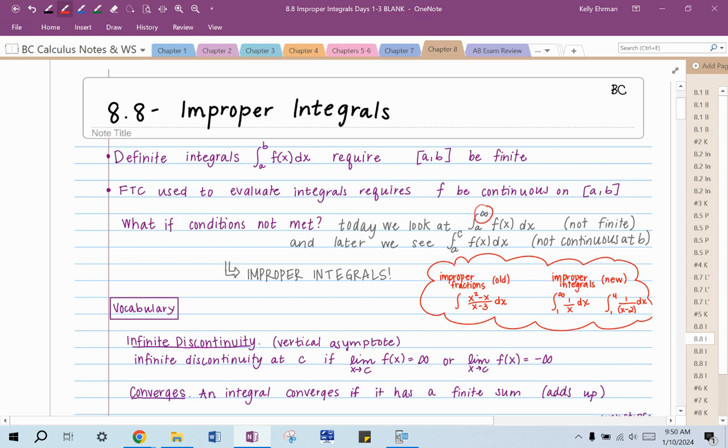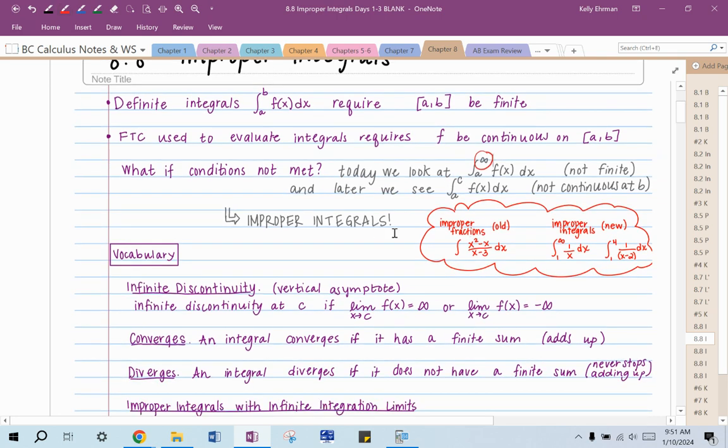Tomorrow we'll talk about what to do if there's some sort of discontinuity between a and c, like maybe f of x is not defined at 0 or something like that. So improper integrals are different than improper fractions. This is an improper fraction. Improper integral just means you have an infinity as one of your end bounds, or there's some discontinuity, like right here, x can't equal 2.